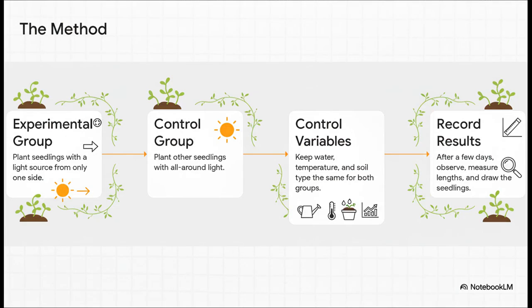So here's the game plan. You need two groups of seedlings. Your experimental group gets light coming from just one side, and then you have your control group, which gets light from all around. Now, this is important. Everything else has to be kept exactly the same for both setups. Same amount of water, same temperature, all those things are your control variables.